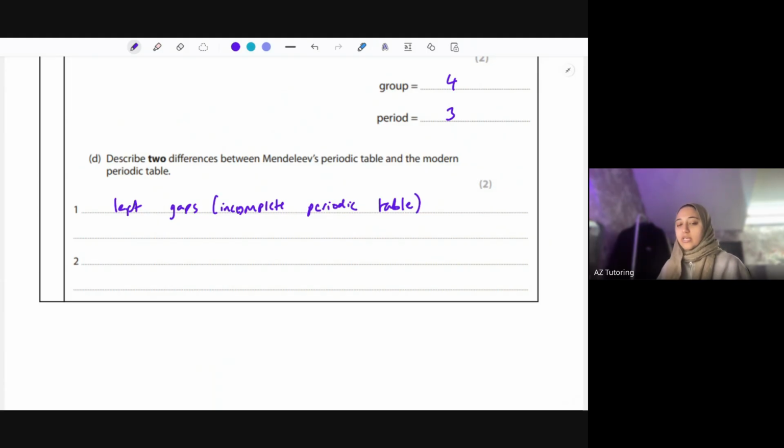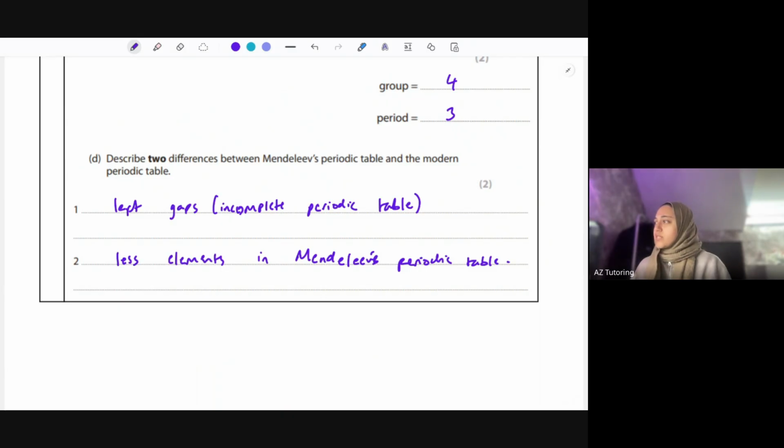Another thing was, as we just said, he didn't have as many elements as there are today in the modern periodic table. So you could just say there was also less elements in Mendeleev's. Okay, a few other things you could have said as well. Elements ordered by atomic mass. There was no group 0 in his, so there was fewer groups. There was no atomic numbers in his at that point as well. And some of the elements were also different back then compared to now.